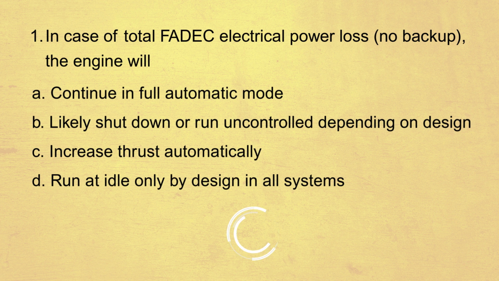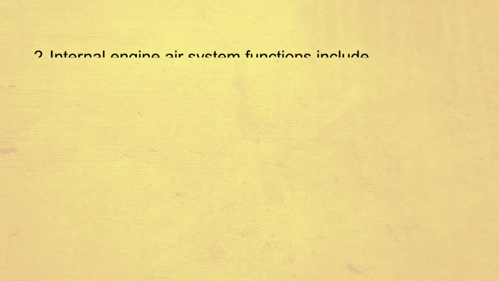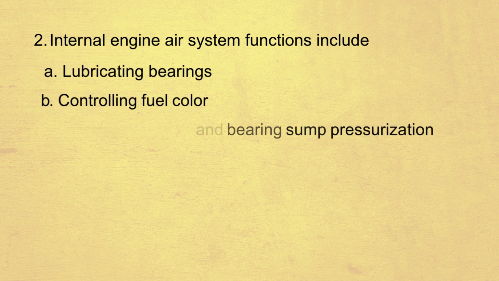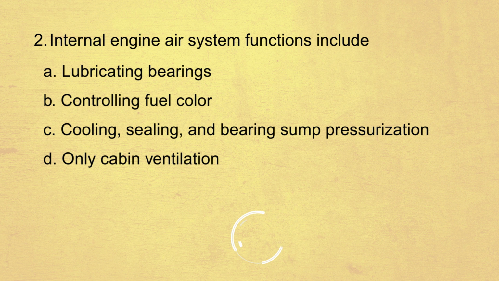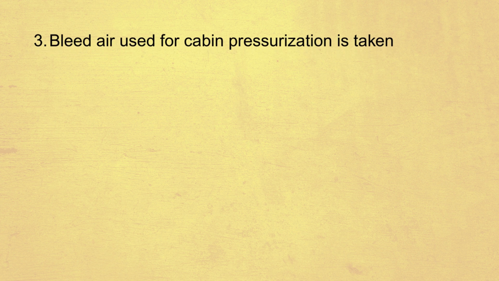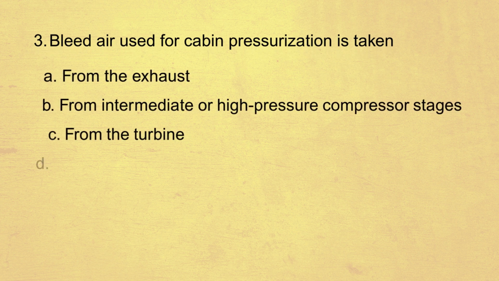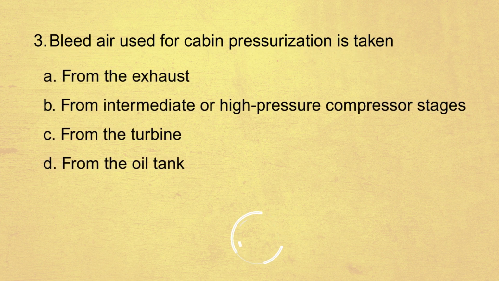In case of total FADEC electrical power loss, the engine will likely shut down or run uncontrolled depending on design. Internal engine air system functions include cooling, sealing, and bearing sump pressurization. Bleed air used for cabin pressurization is taken from intermediate or high pressure compressor stages.